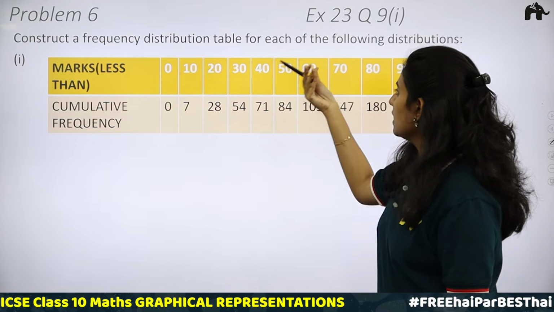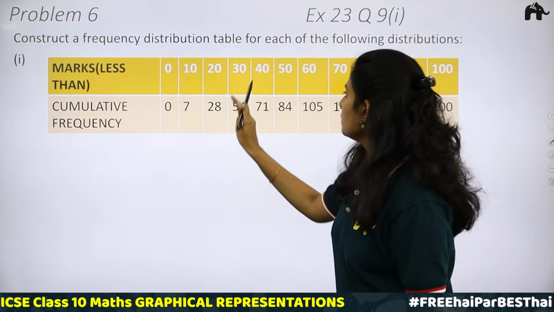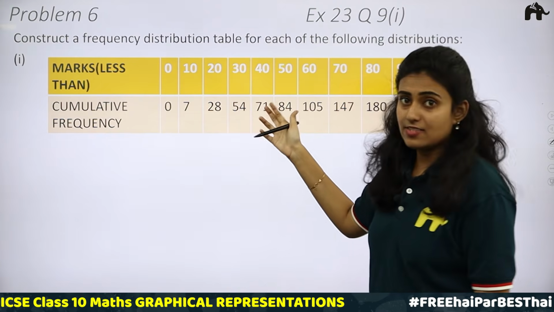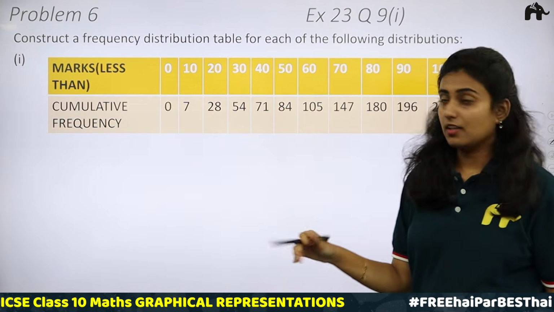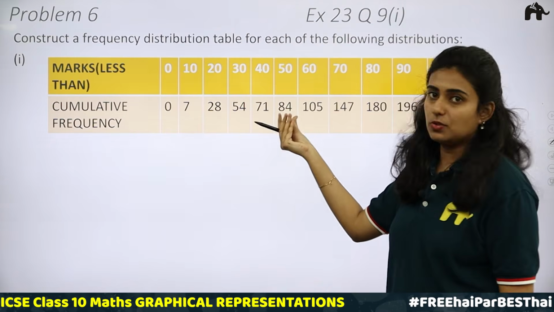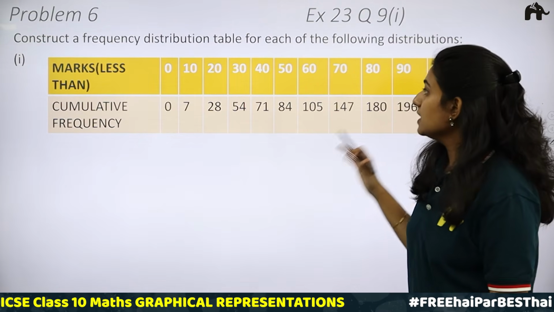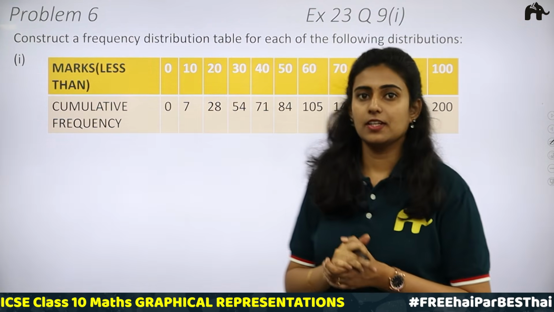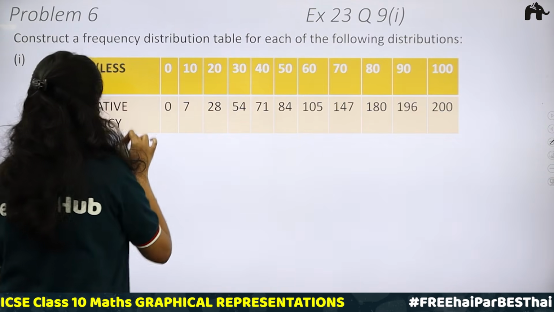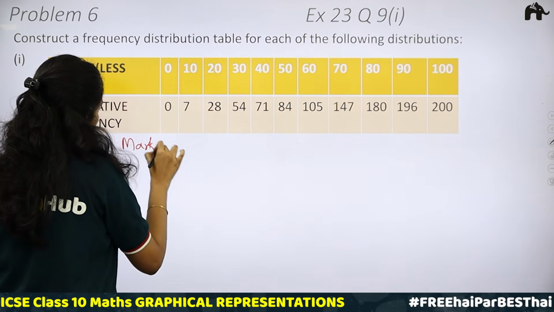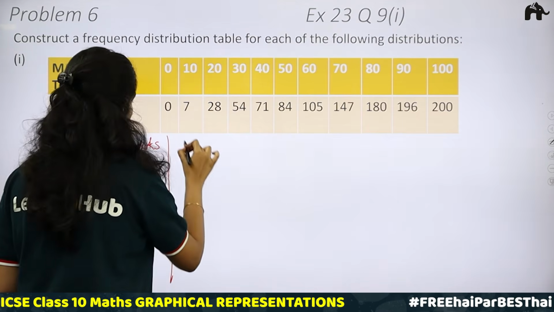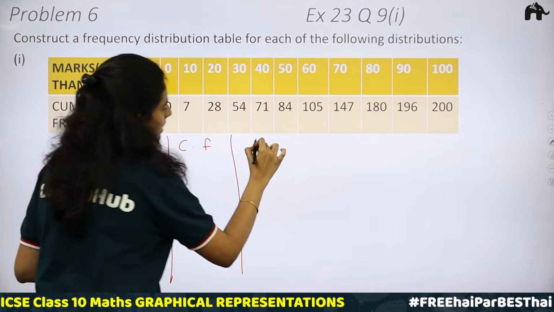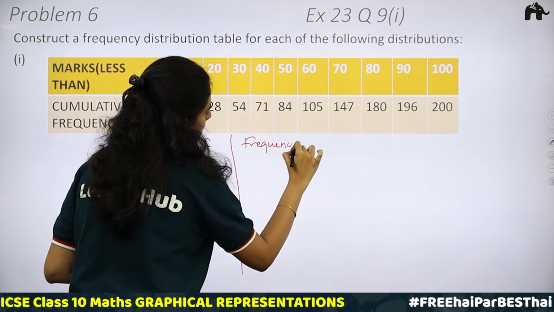Okay. Next, when it comes to less than 50, here this 54 people will be included. And here we have 71, which means less than 40. Less than 50, everything will be included to get 84. Okay, so first we have to construct a frequency distribution table. That is, we have to find frequency. Clear? So here, the first column, you have marks. In the second column, you are having cumulative frequency. We have to find the frequency. Okay, this is what a frequency distribution table is.